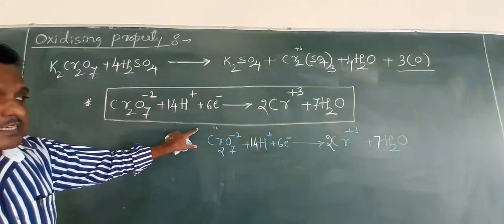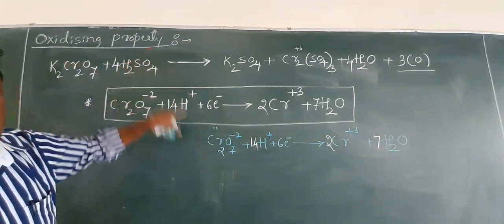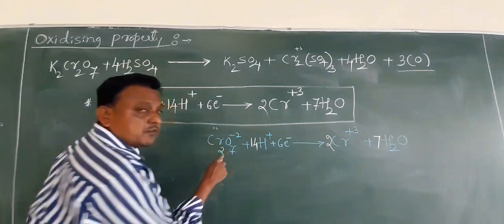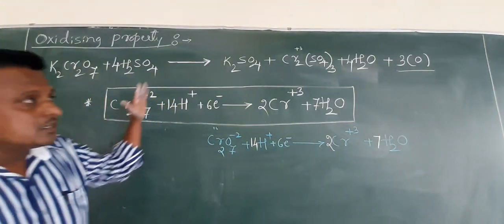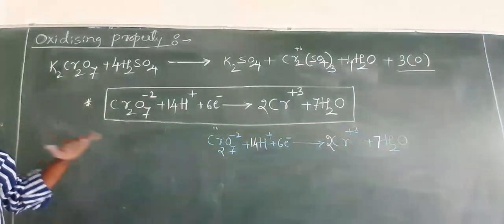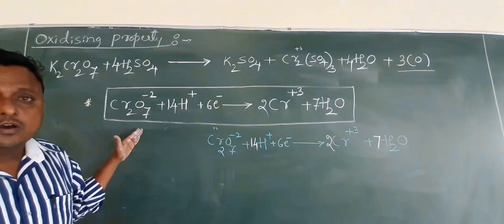Now this ionic reaction and the molecular reaction both show that dichromate is a powerful oxidizing agent. Keep practicing these two important reactions, and in the next video, friends, we will solve some different examples on oxidation. Thank you.